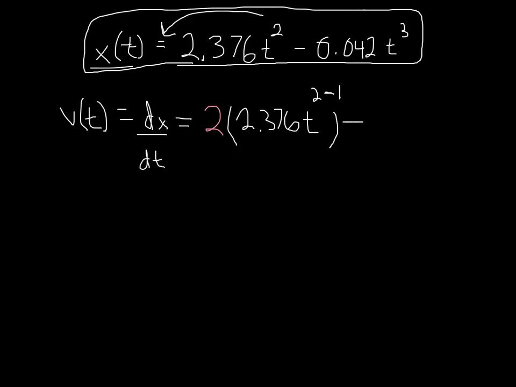And I'm going to subtract the derivative of the second part of my equation. I'm going to bring my 3 out front, 3 times my 0.042 times t to the 3 minus 1. Again, to get from here to here, it's just 2 applications of the power rule from calculus.